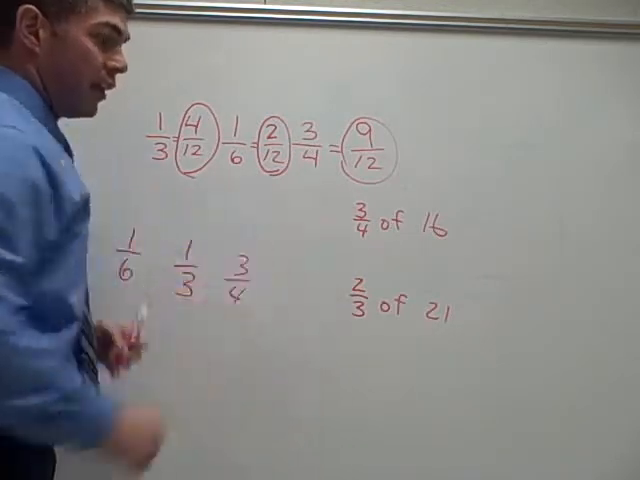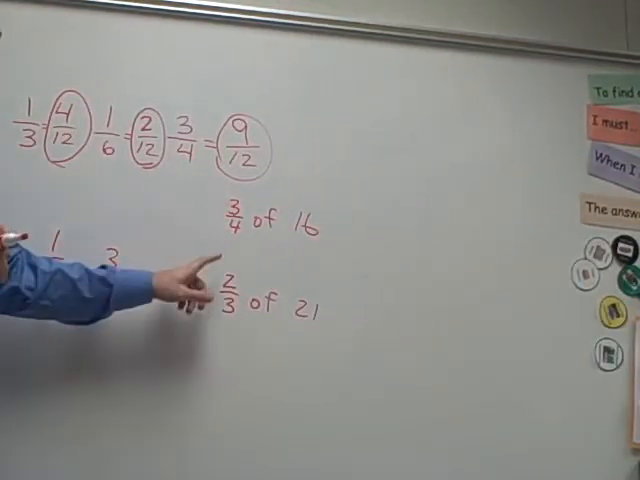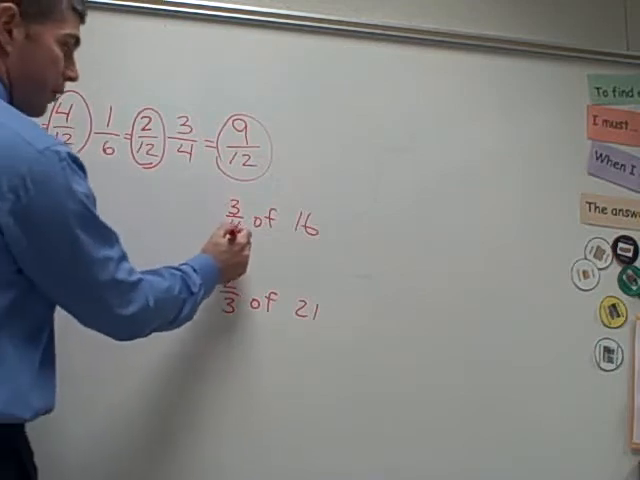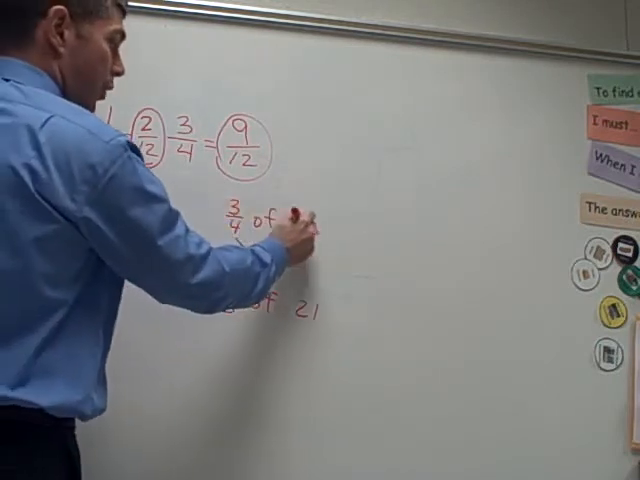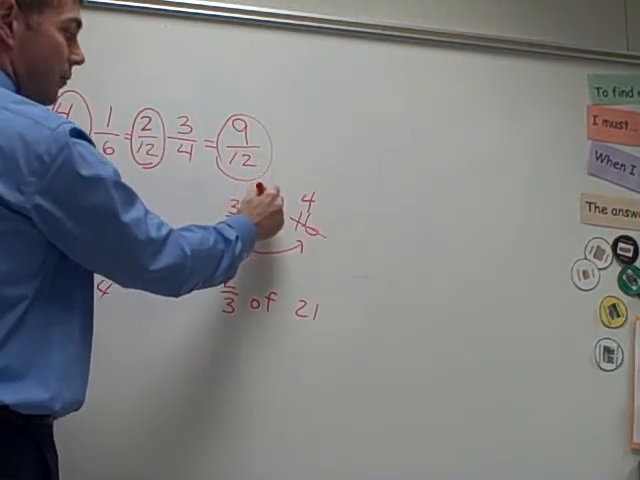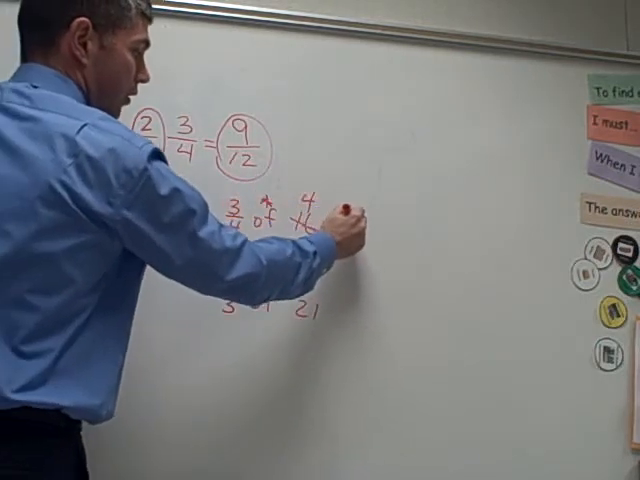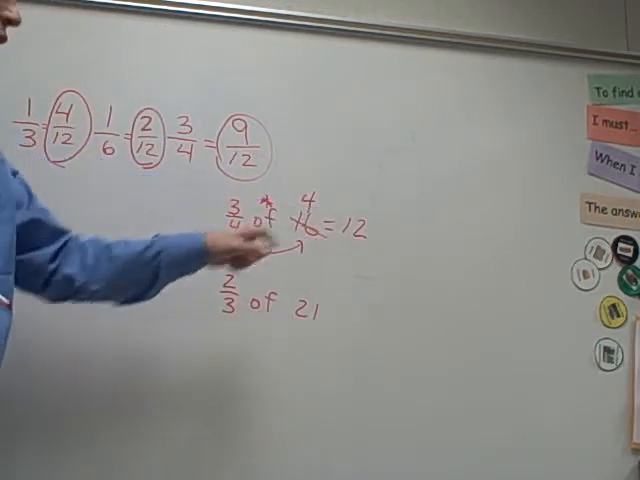If we come over here to 3/4 of 16, remember what we have to do is we have to divide this first. So 4 into 16 goes 4 times. And then we have to simply multiply 3 times 4, which is equal to 12. So 3/4 of 16 is equal to 12.